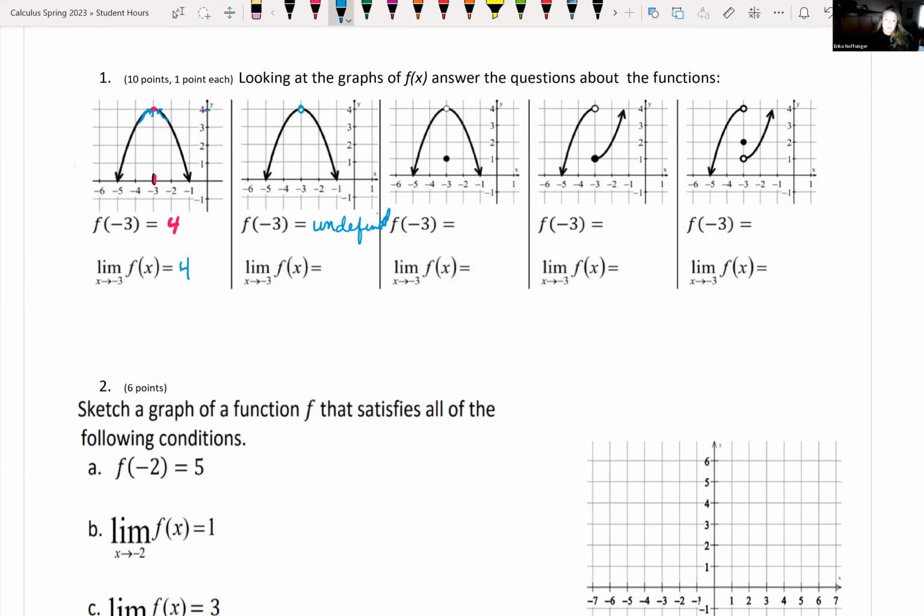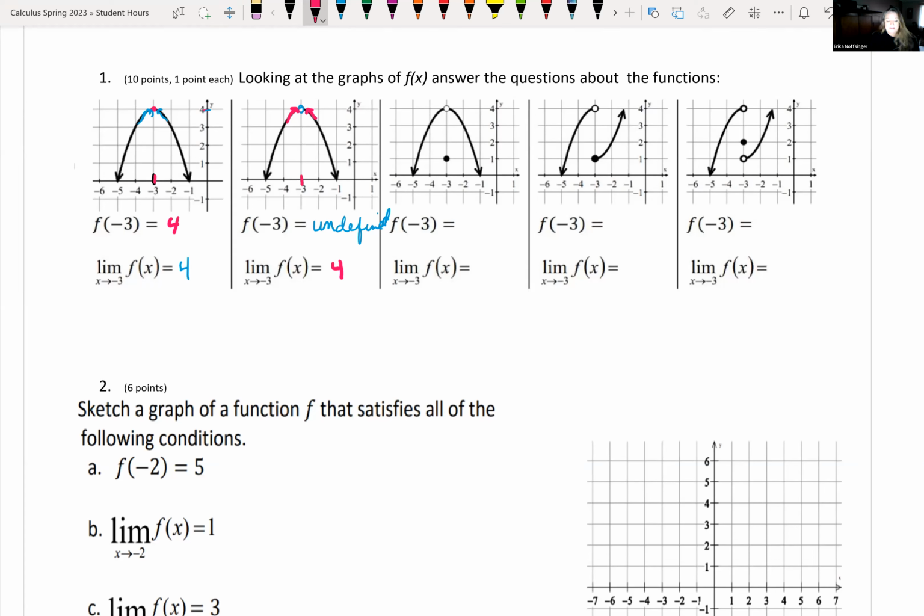Now let's look at the limit here though. If we're looking at the limit as x is approaching -3 of f of x, then we're looking at, again, what's happening as we're approaching on the left-hand side and the right-hand side. As we get really, really close to x equals -3, even though it doesn't exist at x equals -3, we're still getting closer and closer to that y value of 4. And so the limit as x approaches -3 of f of x is equal to 4.